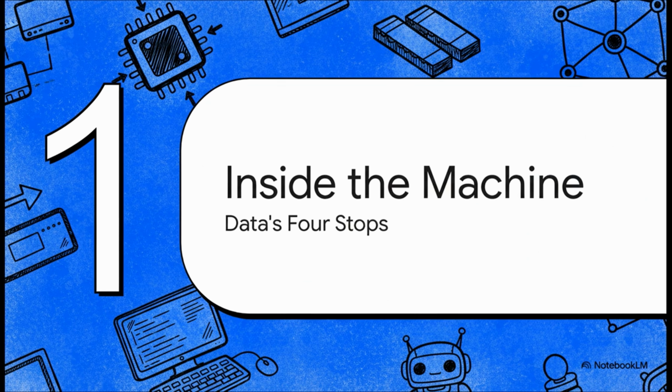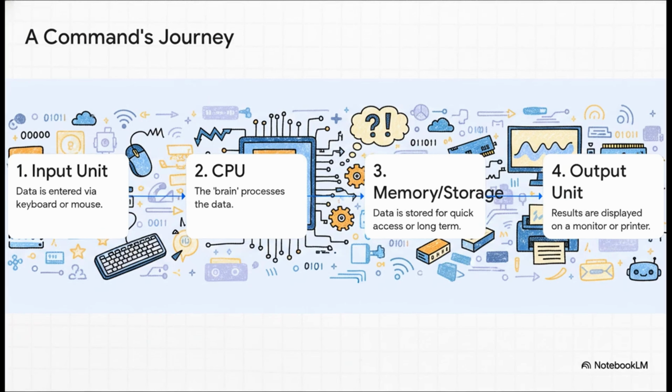Okay, so let's get back to that keystroke. The second you press that key, you're sending a little piece of data on an adventure inside the machine. And this trip has 4 main stops, and we're going to check out every single one. So here's the map of that journey.